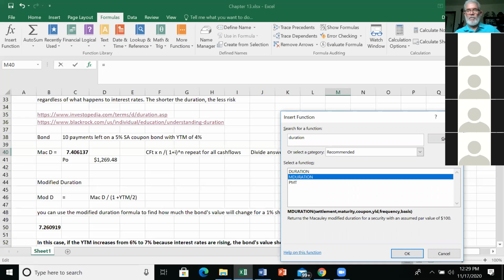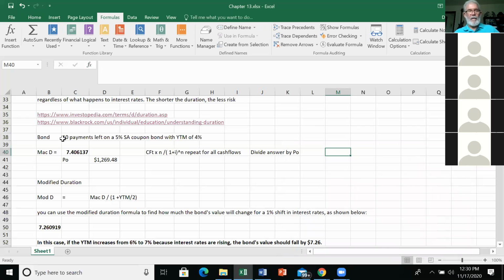Okay, so there are formulas for it that you can explore. I just do it the old-fashioned way because that's the easiest way for me to understand it. Then the modified duration is simply the MACD, which is this one, divided by 1 plus the yield to maturity divided by 2. So there it is. The MACD divided by 1 plus the yield divided by 2.